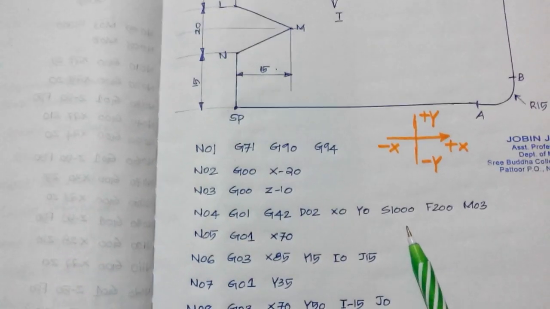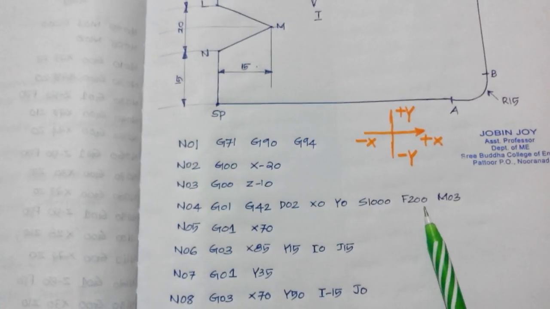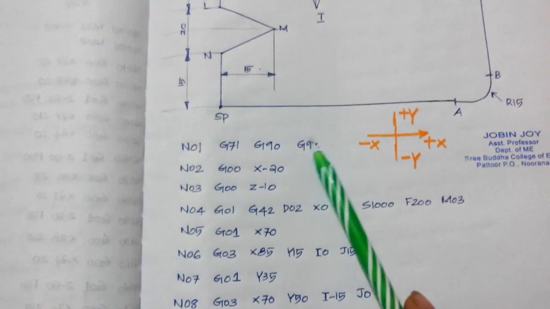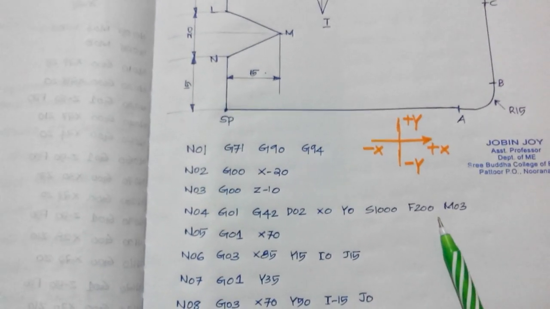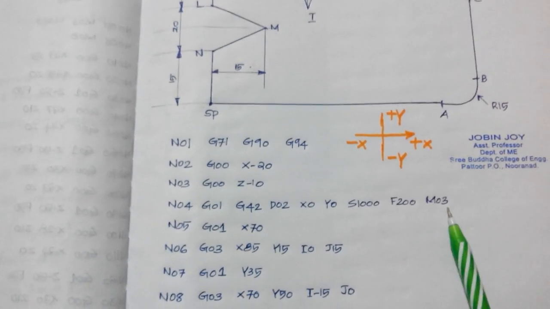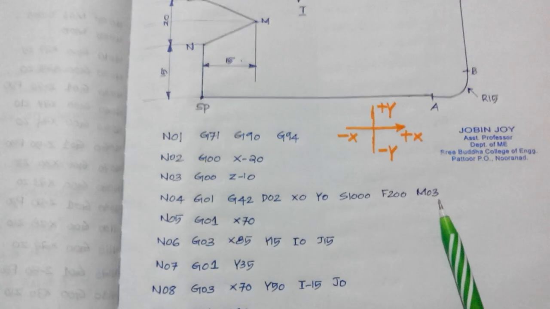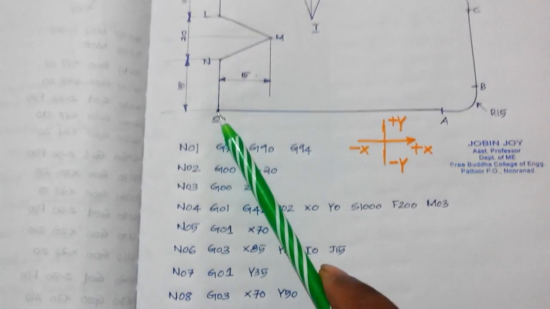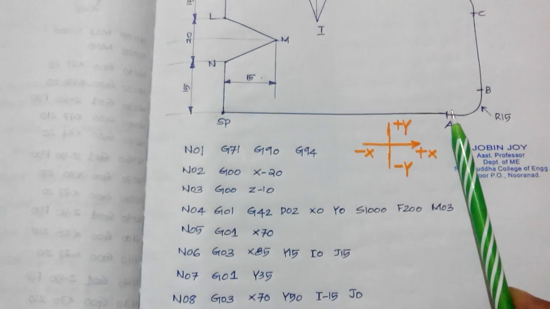S is spindle speed, it is 1000 rpm, feed is 200. The unit of feed is millimeter per minute according to this code G94. So feed is 200 millimeter per minute. M03 means spindle on. So the next aim is to move the cutter from this starting point to A.